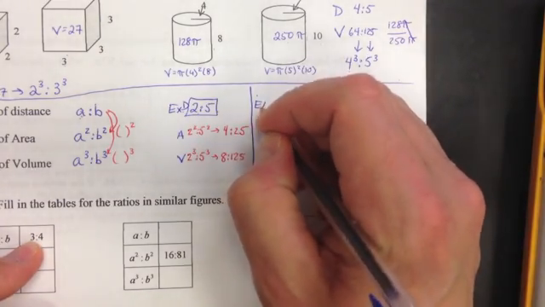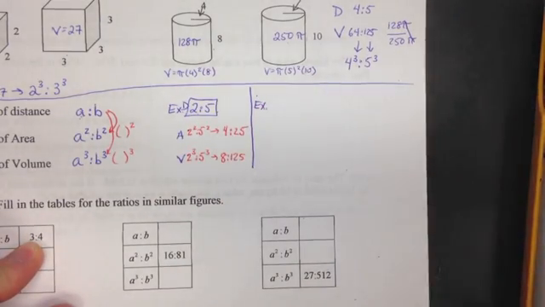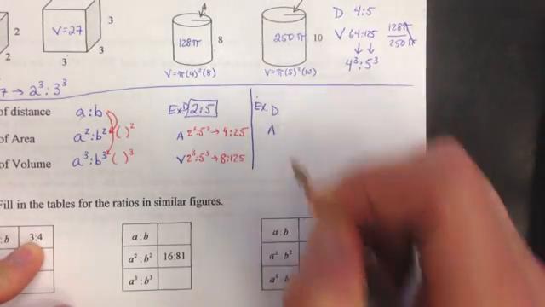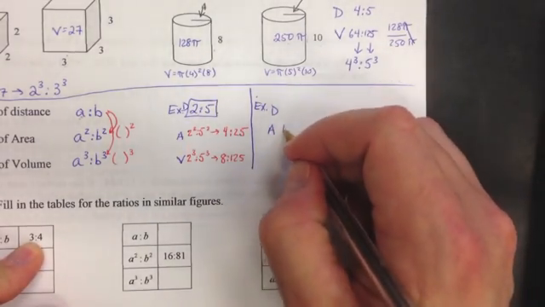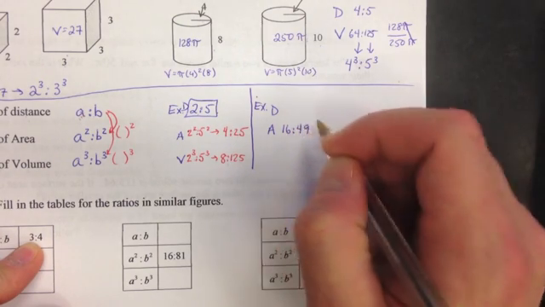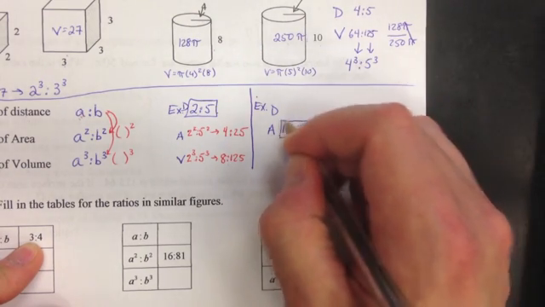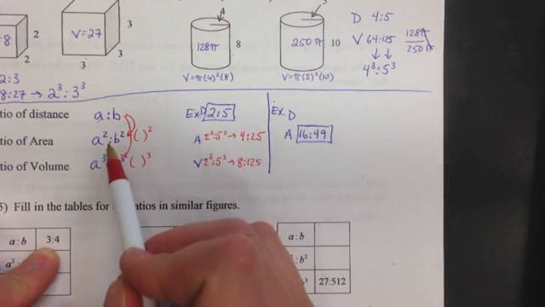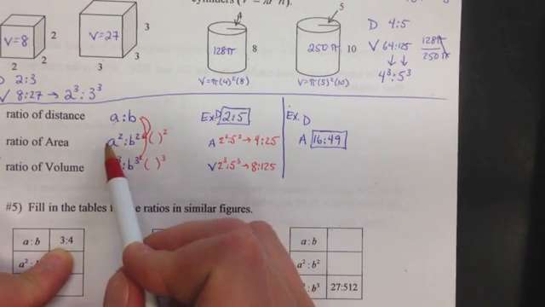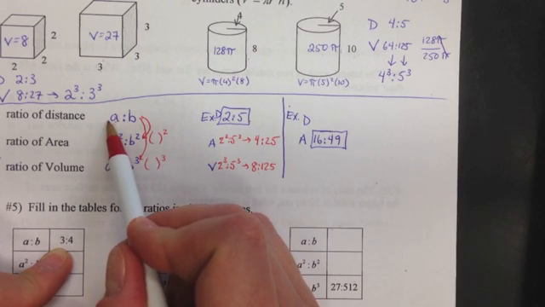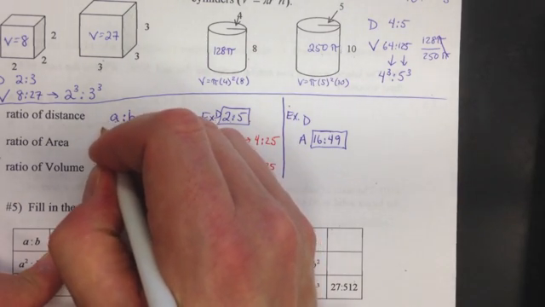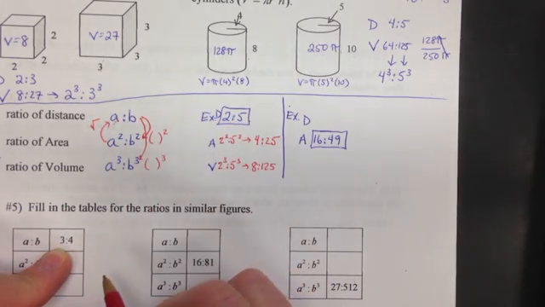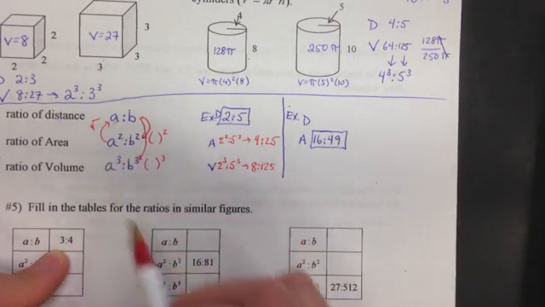Second example, what happens this time if I give you the ratio of area, 16 to 49? So this time we're going to start with the area ratio. If we're starting with a squared to b squared, the question is, how do you get back to a to b? How do I undo a square? What I have to do is square root both sides. To go from a squared to a, we square root.